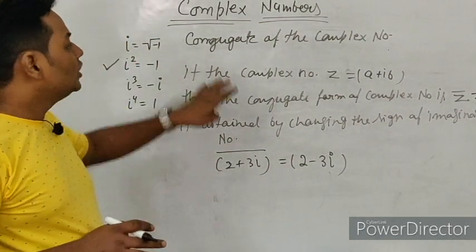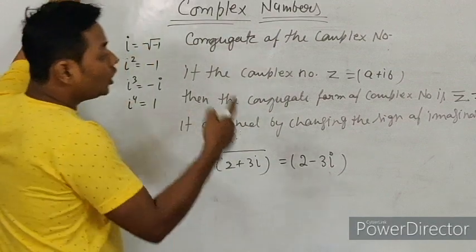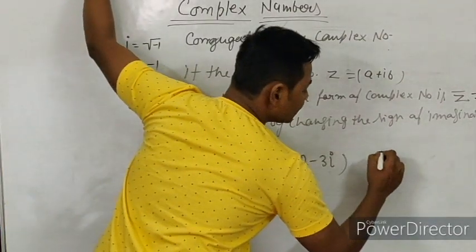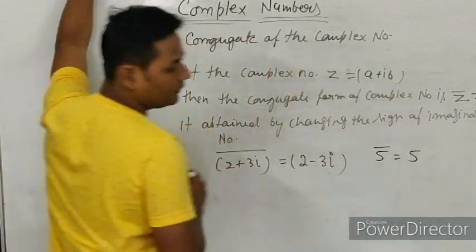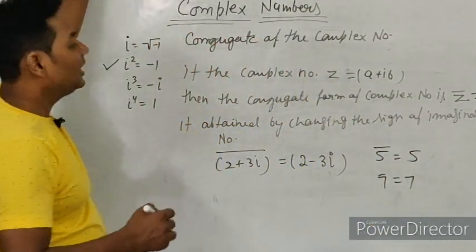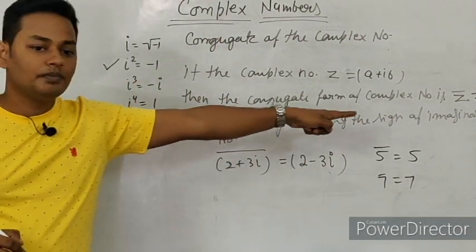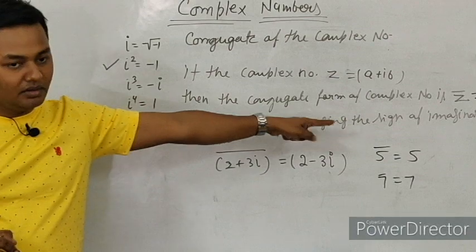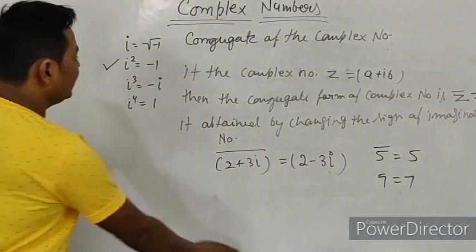If you talk about the conjugate of a real number, like bar 5, it will be 5. Bar 7 will be 7. But if you talk about a complex number, we will change the sign of the imaginary part. Any problem? I'm just repeating again.